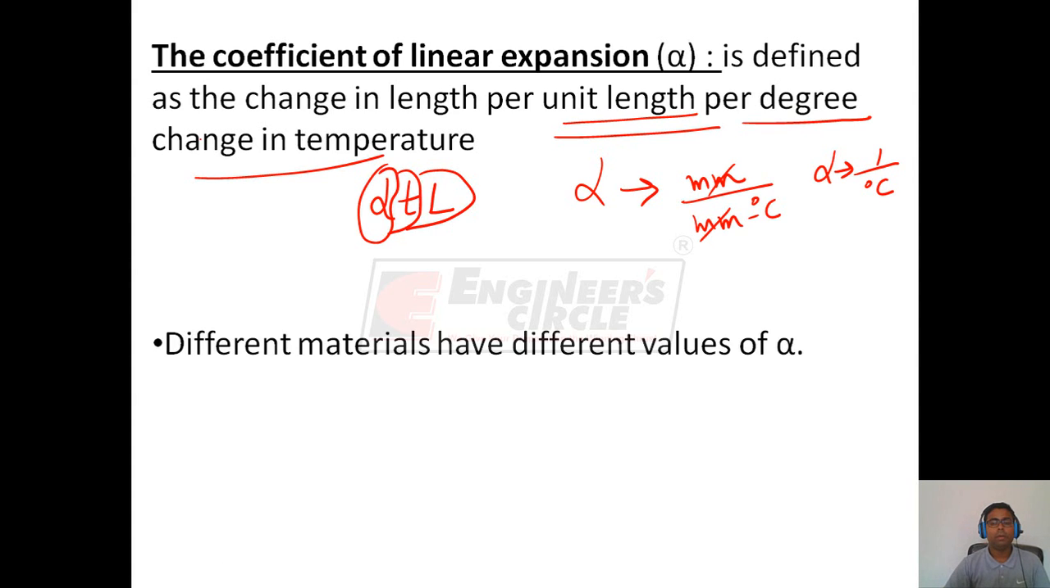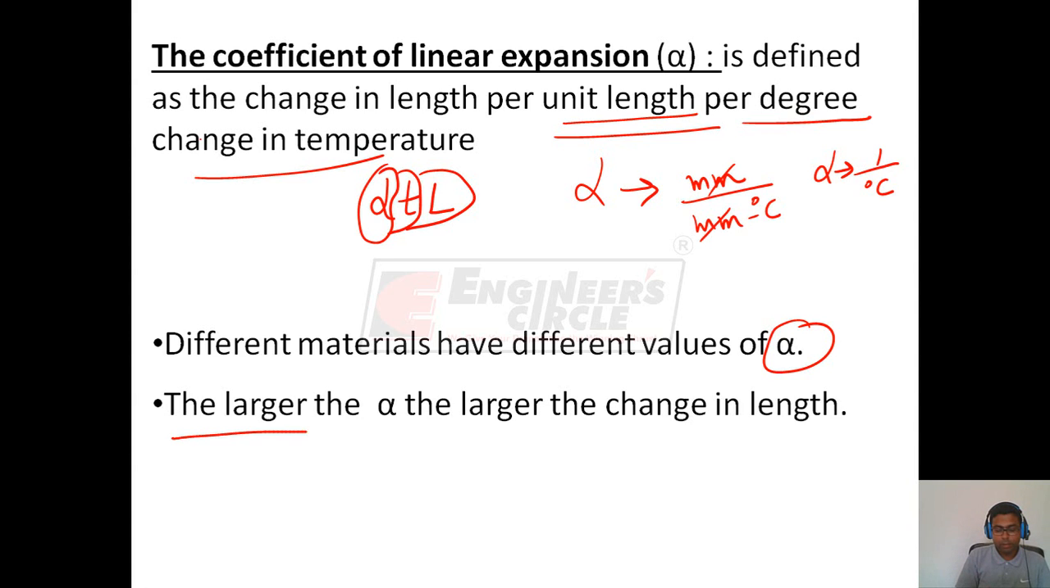Different materials have different values of alpha. So alpha is a material property. Some have a large value of alpha, some have a small value of alpha. Those materials that have a larger value of alpha will elongate more when their temperature increases. Therefore, the larger the alpha, the larger the change in length.